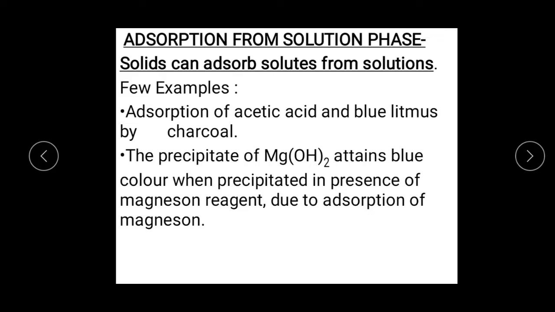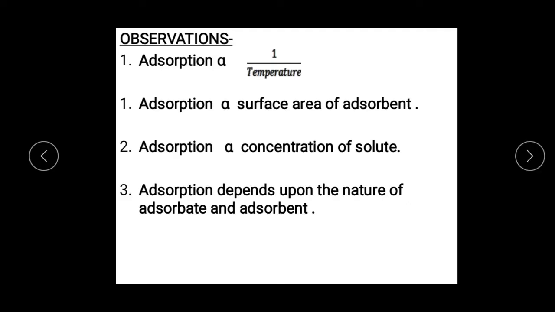First example is adsorption of acetic acid and blue litmus by charcoal from their solutions. Second is precipitate of magnesium hydroxide attaining a blue color when precipitated in presence of magnesium reagent. After these examples, we move on to the factors on which adsorption depends.